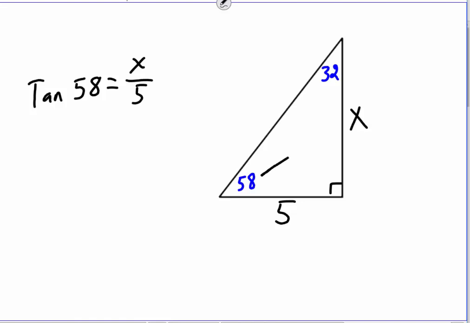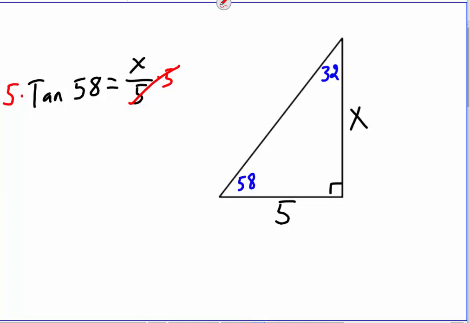Okay? Because from 58, there's the opposite, and the adjacent just means right next to. All right. So if the x is on the top, well, that means x divided by 5. And so we have to multiply both sides by 5 to get rid of that. And I can take my calculator and just go 5 times tangent 58. And that's just what those buttons are for on your calculator.